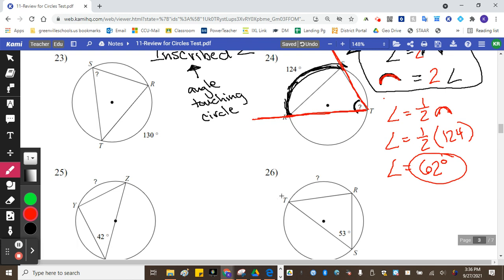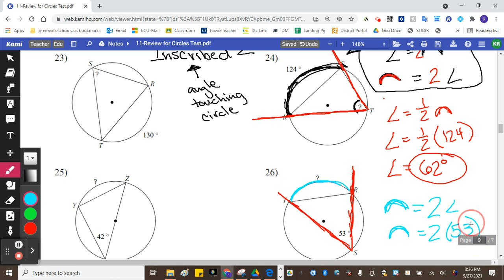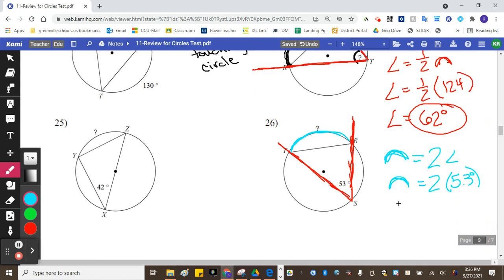So now we're given the angle. I'm going to extend it, our angle. And we're looking for this arc. The arc equals 2 times my angle. So that arc equals 2 times 53. I'm getting confused here. 106.